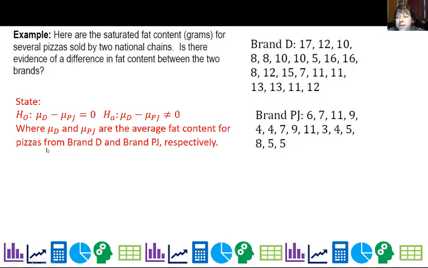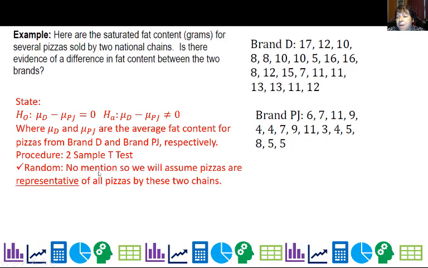Always provide your context. And here I tightened it up using the magical word respectively. So where mu of D and mu of PJ are the average fat content for pizzas from brand D and brand PJ respectively. So if your hands are tired, that's a good way to shorten up these difference context things. Our procedure is a 2-sample t-test.